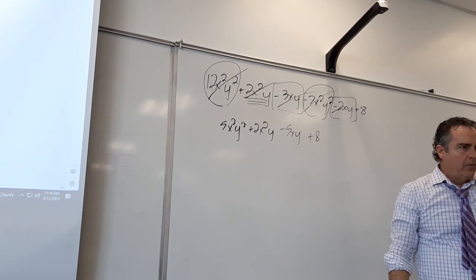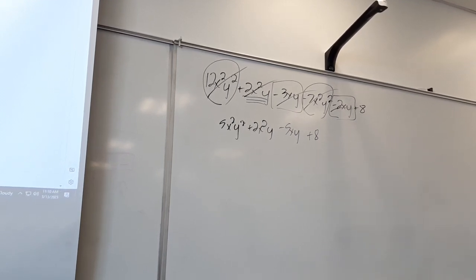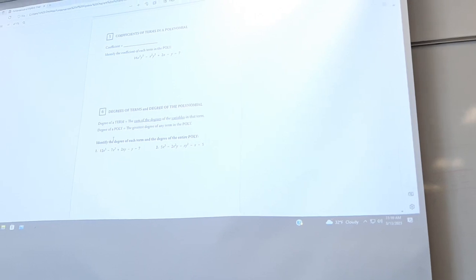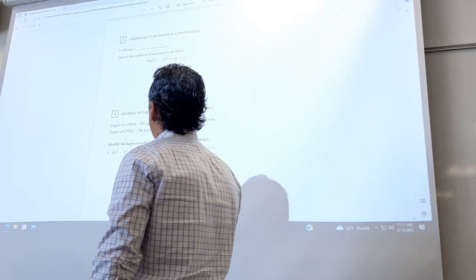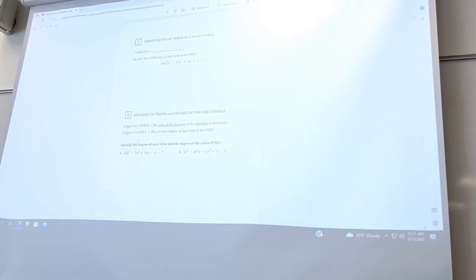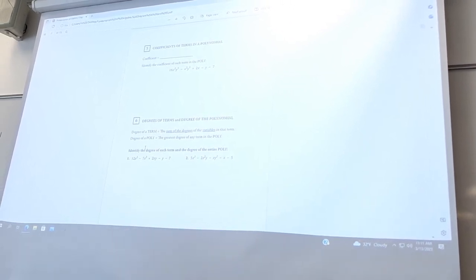You good? We know how to do this because we learned how to do this a long time ago. We know how to combine like terms because we know polynomials. We just didn't call them polynomials. Let's go to the next one. Coefficient of terms in a polynomial. A coefficient equals the big number. Write that down in that open space. Coefficient equals the big number. So in every term, the big number is the coefficient.